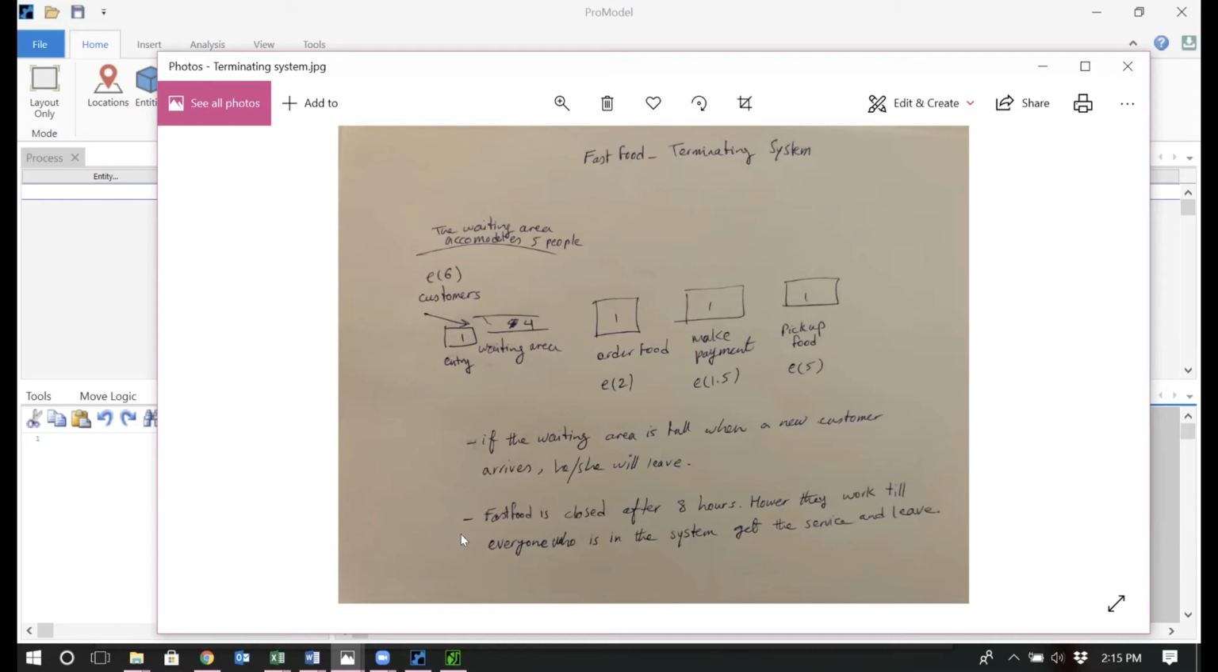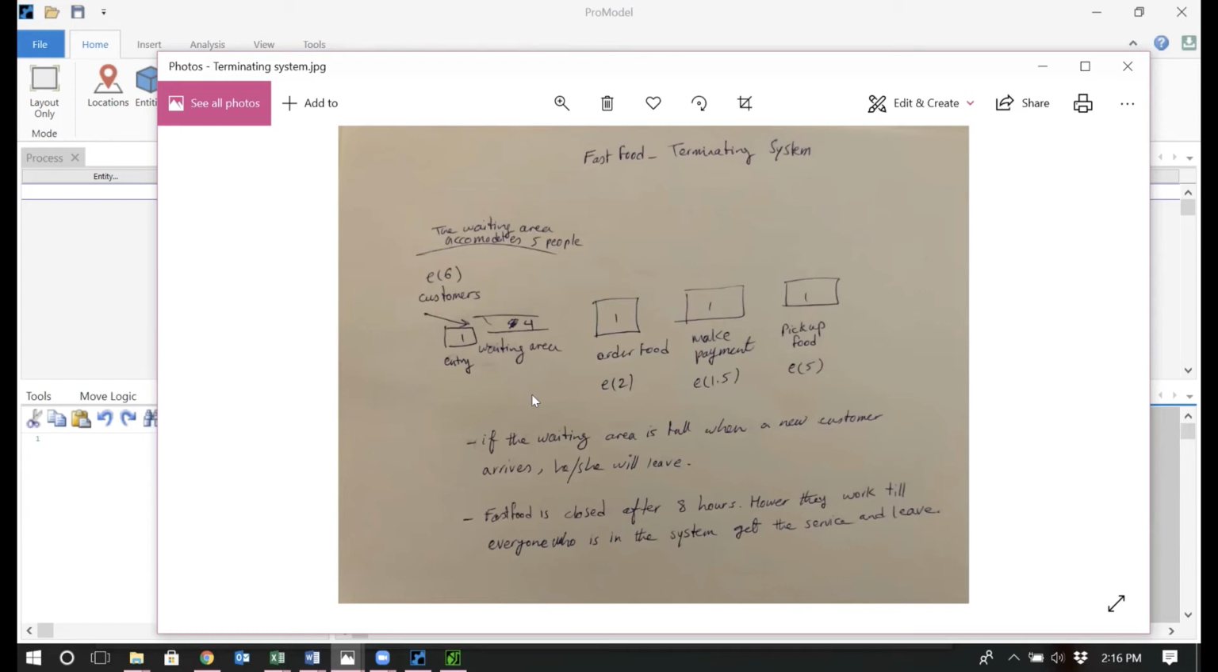The second thing is that this fast food is going to work for 8 hours. After the 8 hours of operation is done, they close the door. They do not let any new customer enter. However, they continue working a little longer till every customer who is already in the system, all those people who are already in the queue or somewhere in these stations ordering the food or picking up the food, gets the service and leaves, and then they close the door. And that's basically the end of the simulation for us. So we want to model this simple system and implement that terminating system condition rule.